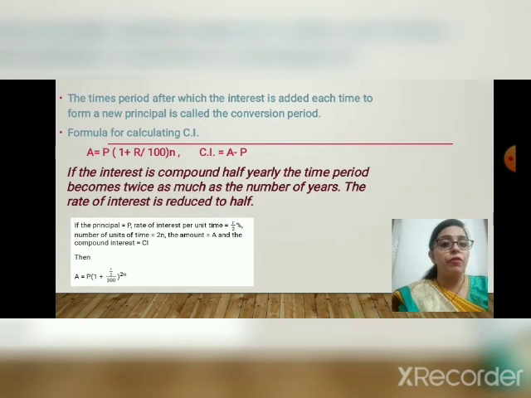As I have told you, the rate of interest is reduced to half when they are charging compound interest half yearly. The number of units of time will become double, so that's why we have written 2n. So the formula is amount equals P into 1 plus R upon 100. On behalf of R we have written R upon 2, and on behalf of n we have written 2n, because this is the case of compound interest half yearly.